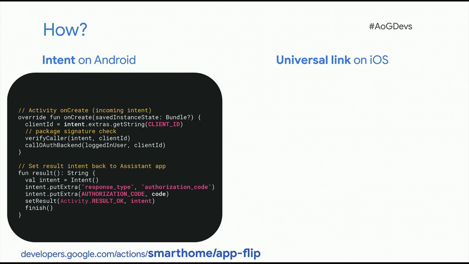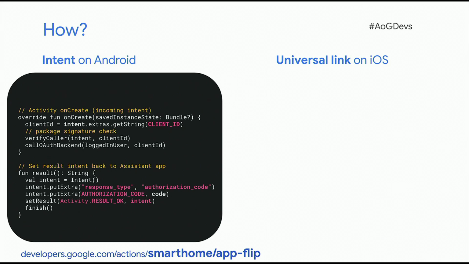Right? And so the intent that goes to you gets handled in your activity on create method. And there's some important intent extras that come in. So there's client ID and optionally scope. And you'll want to pull out at least the client ID to do validation. And what you can do is you can validate both the client ID as well as the package signature from the incoming intent. And you'll want to do this because you want to make sure that it's actually Google calling you and not some random phishing app that's installed.